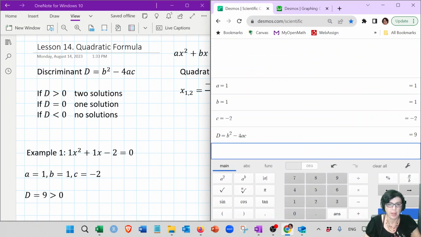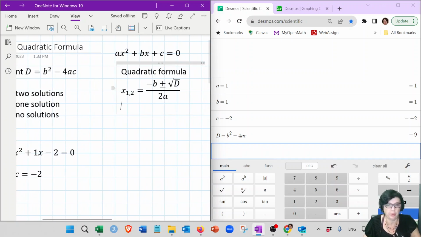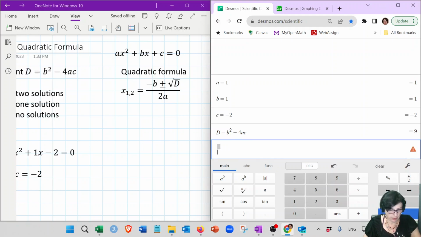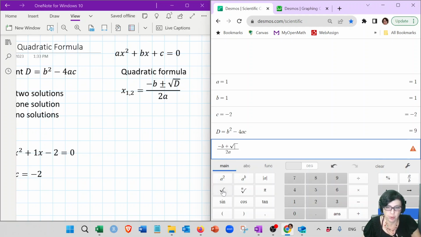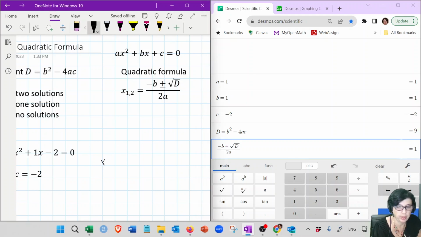Okay, so then I need to type up the formula over here. First I have to make a fraction, so I'm going to press the fraction button. On the bottom, I'm going to put 2a, which is easy. On the top, I'm going to put -b. Then it really doesn't matter which one you do first, the plus or the minus, because you're going to have two different solutions. So I'm just going to do the plus first, then the square root, and then we put D. That tells me that the first solution is 1. I'm just going to write that down. No other calculations are necessary. This is your x1, the first solution.